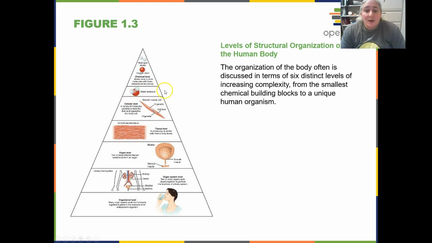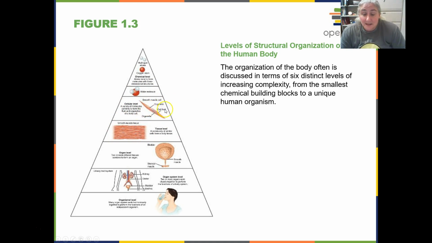When molecules come together, they form large macromolecules like proteins, carbohydrates, nucleic acids, and fats. And these different macromolecules come together forming cells. The cell is the basic unit of life. It is the smallest unit that is considered living. Everything below the cell is not considered living. Proteins are not living, but the cell is a living structure.